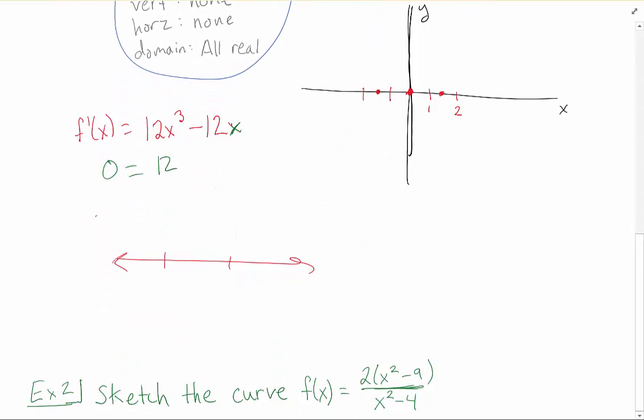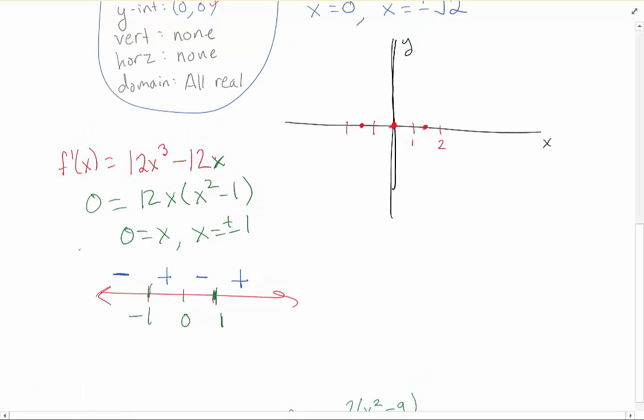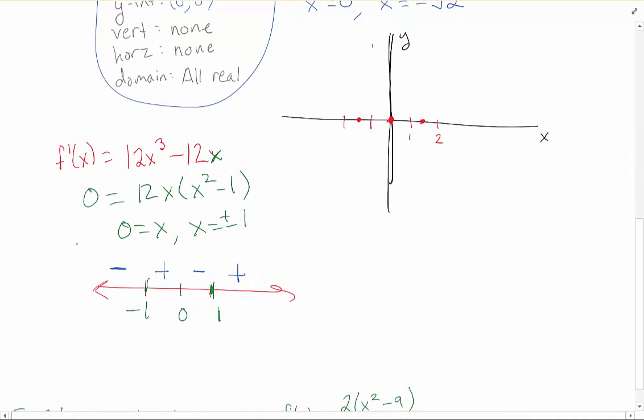So when we set this equal to 0, say 12x times x squared minus 1 equals 0, we get x equals 0, or x equals positive or negative 1. So we have negative 1, 0, positive 1. Now when we plug these in, what we should get is negative, positive, negative, positive. So now we know those intervals, and I like to just draw lines at negative 1. It's not really an asymptote, but I just know it's going to change from negative to positive at those lines.